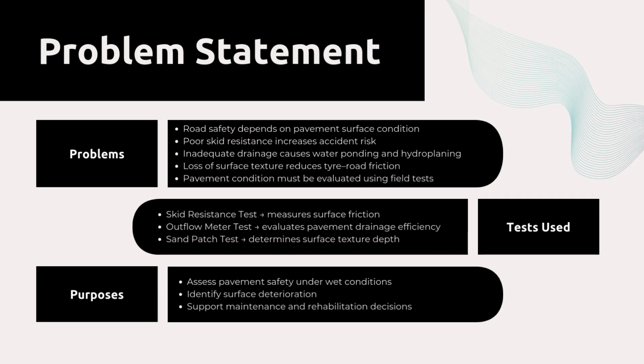The skid resistance test measures the friction between vehicle tires and the road surface. The outflow meter test evaluates how efficiently water drains from the pavement. Meanwhile, the sand patch test determines the surface texture depth of the pavement. These tests help assess whether the pavement provides sufficient safety, durability, and performance for road users. Through this video, the procedure and significance of the skid resistance, outflow meter, and sand patch tests will be demonstrated.